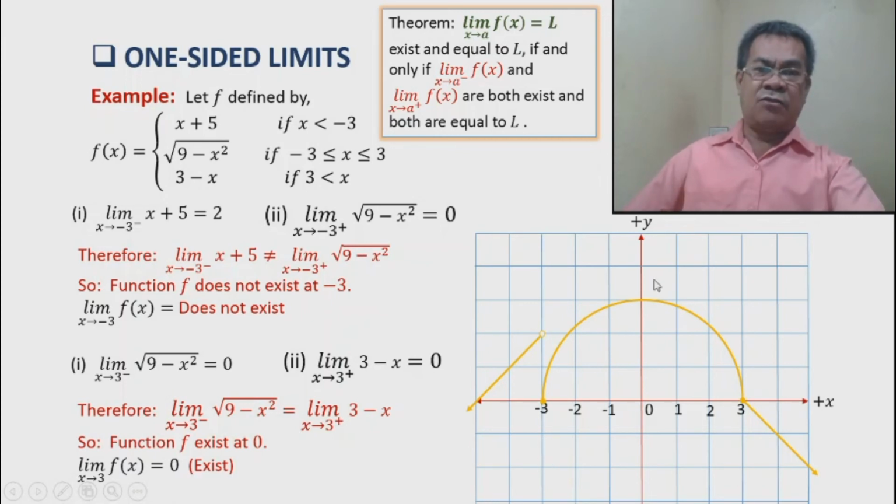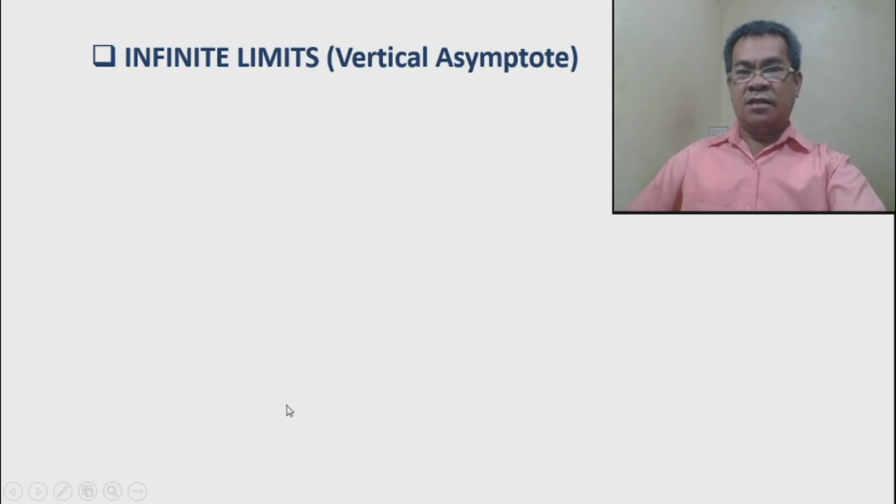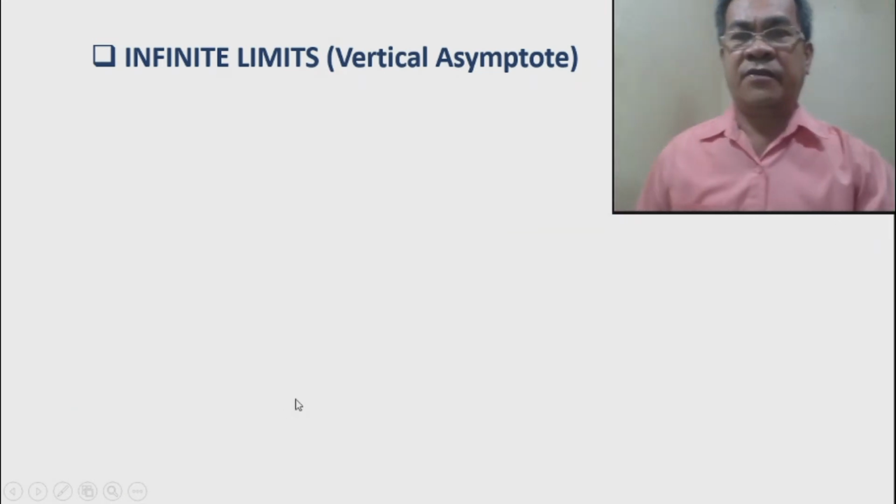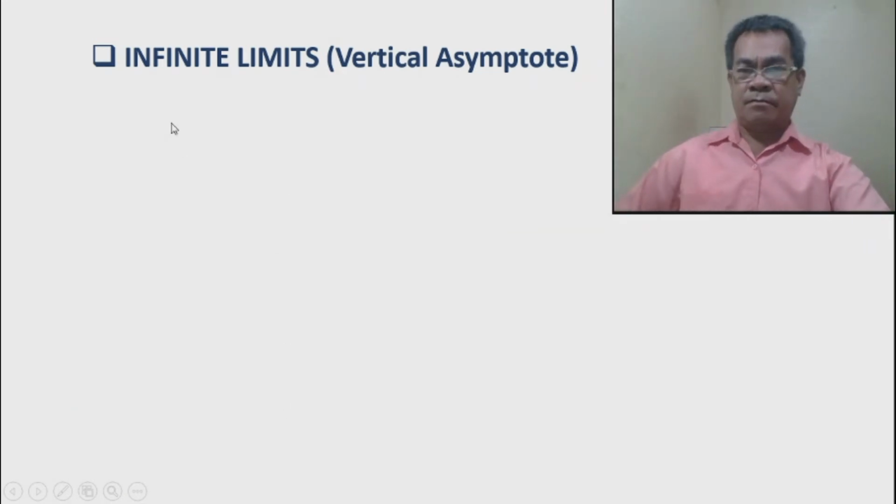That's it. This is how to evaluate whether the limit exists or does not exist. Use the one-sided limits, the left hand and the right hand. Then compare the two. If they're equal, that's the result. Okay? Now, we have the infinite limits.